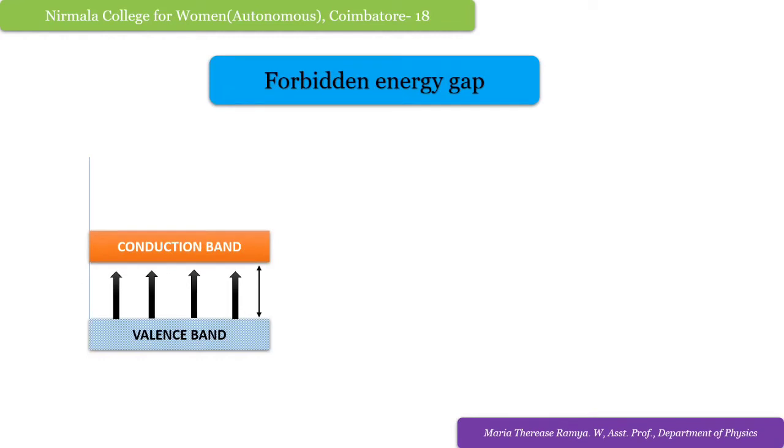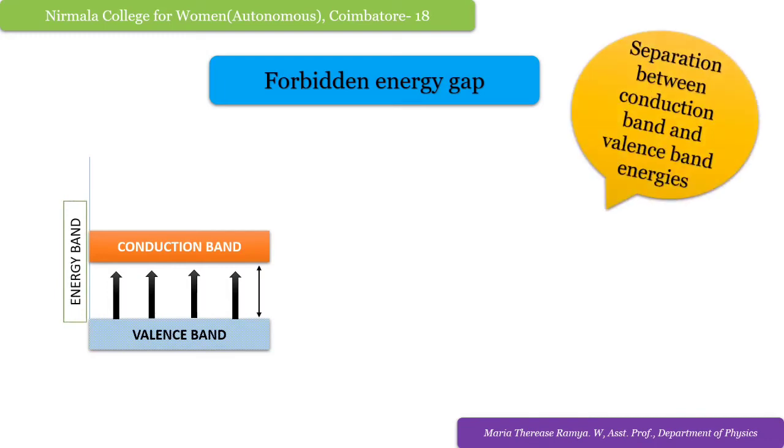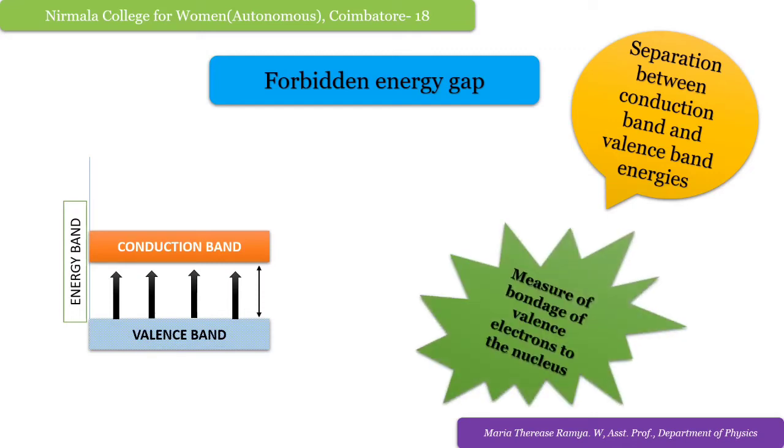Next is the forbidden energy gap. This is the most important thing. The gap between the valence band and the conduction band is called the forbidden energy gap. Here, this forbidden energy gap is also called the Fermi level. So the forbidden energy gap is the separation between the conduction band and the valence band energies. It is also called the measure of bondage of valence electrons to the nucleus.